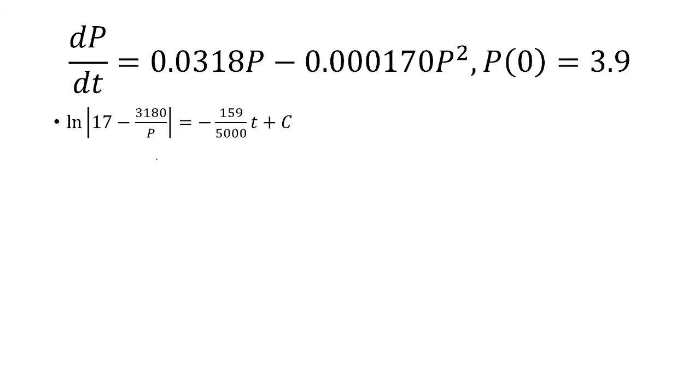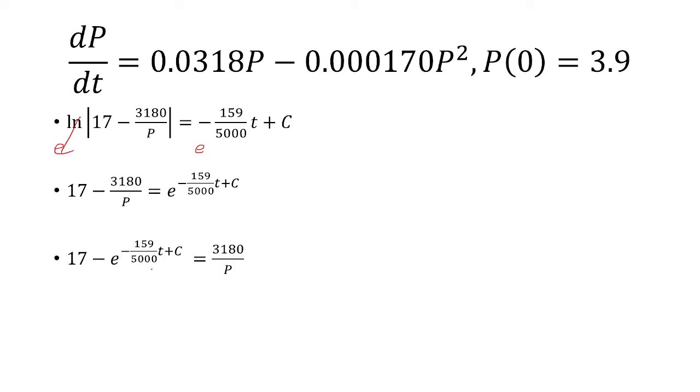My goal is to solve for p, so first I have to undo the natural log, so I'm going to raise both sides by e, like this, and then the e and the natural log will cancel, so I have 17 minus 3180 over p. Now I'm going to subtract e to negative 159 over 5,000t plus c, and then add the 3180 over p to the right side. I want to solve for p, remember, so I'm going to flip both sides.